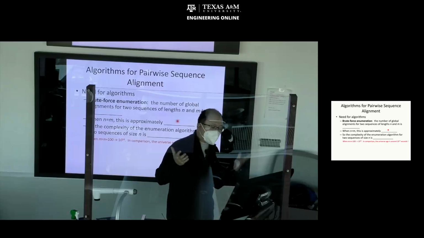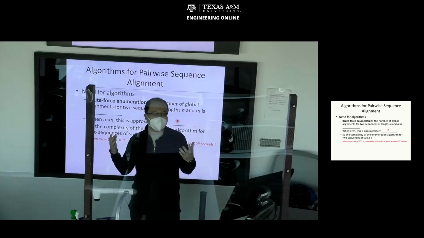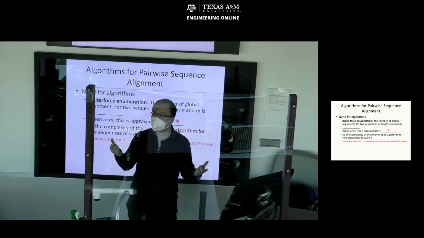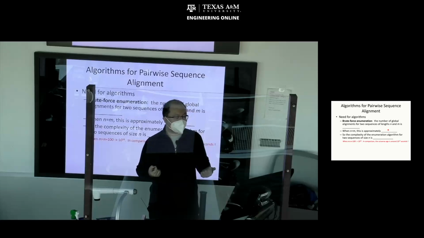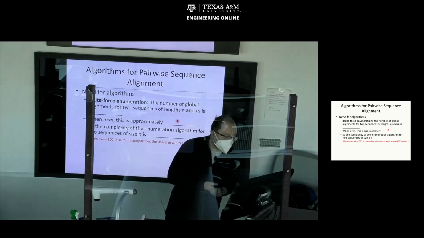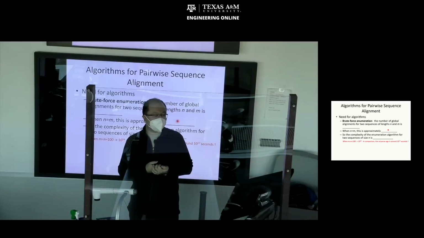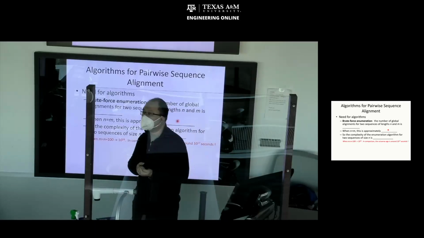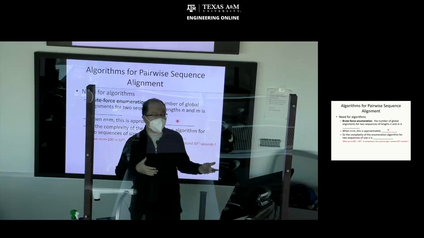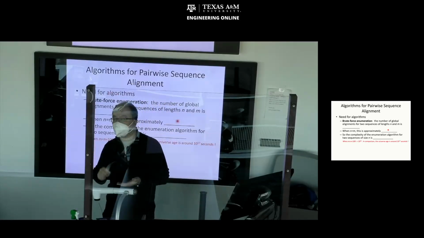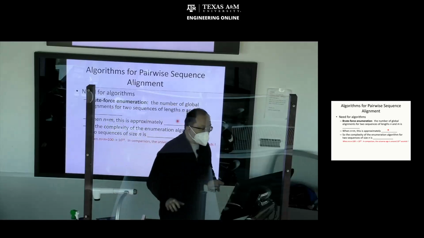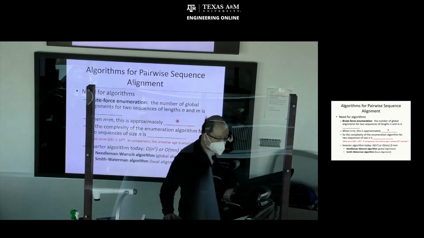And if we are talking about two very small proteins whose lengths are 100, or two very short DNA segments, right? In this case, you have 10 to the 59 combinations, okay? In comparison, the age of the universe is around 10 to the 17 seconds. So if you were born ever since the Big Bang, and every second you can check one alignment, you would still be checking, okay? And this is just a really small one.